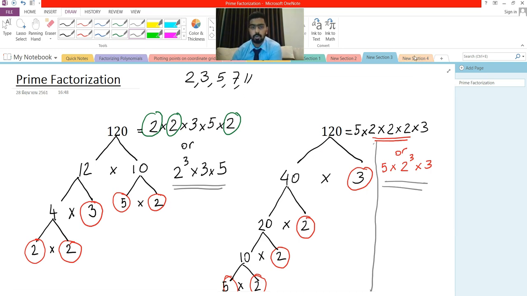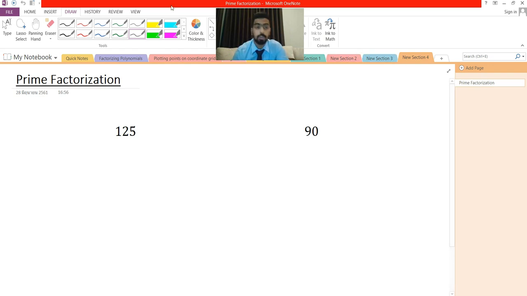Alright, guys. Now let's do one more question, or maybe two more questions. Okay, let's do 125. So what do we have? Step number 1, we got to find two numbers that would multiply and give us 125. Since the number is ending with 5, we straight away know 5 can be multiplied by it, and we know that 5 times 25 gives us 125. So again, whenever we see prime numbers, we circle it, and you would have figured out that 5 is a prime number, and we are going to circle it.